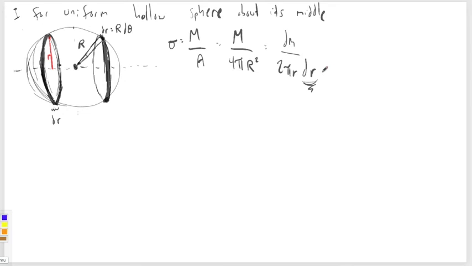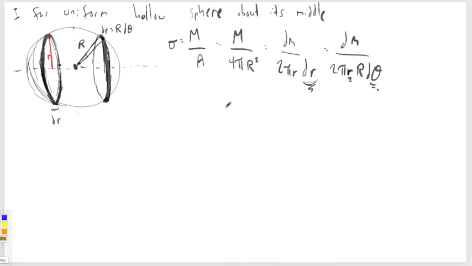So I can replace dr down here with r d theta, so 2 pi r times big R d theta. But now my problem is that I have two variables that I'm trying to integrate. I have r and I have theta. How can I relate them to each other?